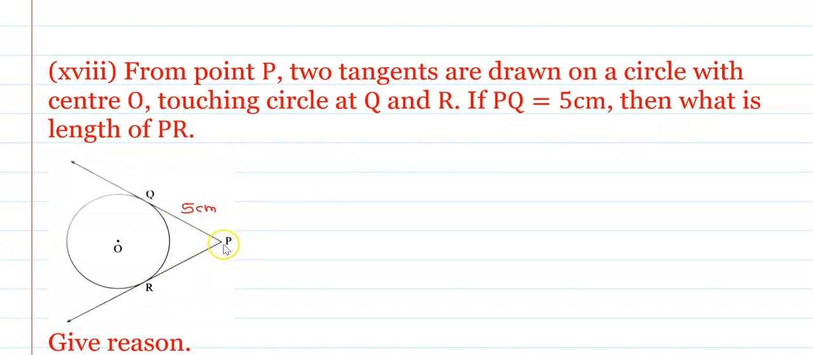When we draw the tangents from the exterior point of a circle, there are two tangents and the length of these two tangents are equal. So the length of PQ is 5 centimeter, and the length of PR will also be 5 centimeter.